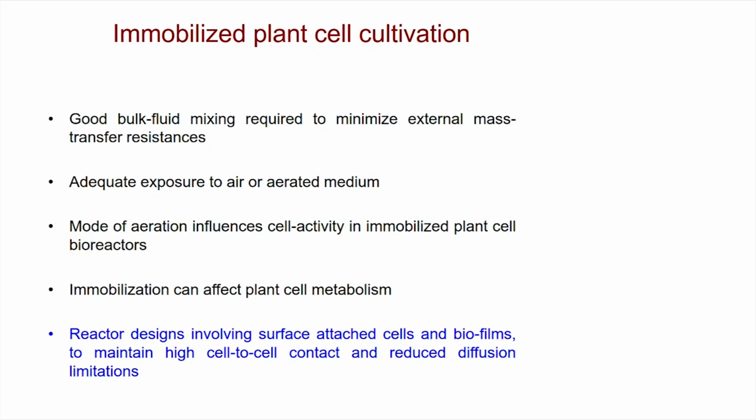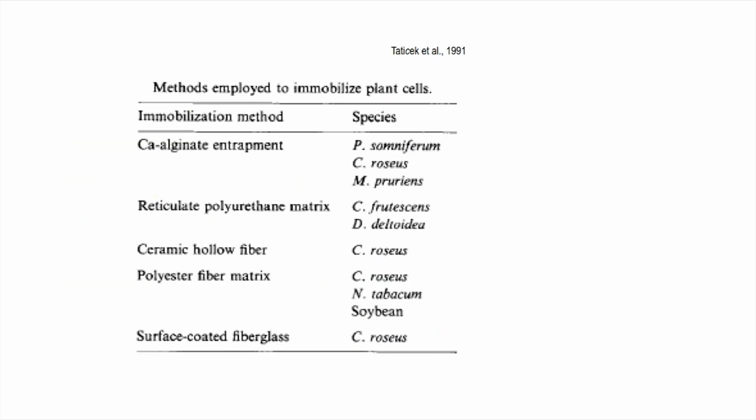So, different reactor designs involve what? Surface attached cells or biofilms, and these will facilitate what? Cell to cell contact, and generally you will see that as the cell to cell contacts improve, this may also impact the secondary metabolite biosynthesis. These are some of the examples in literature.